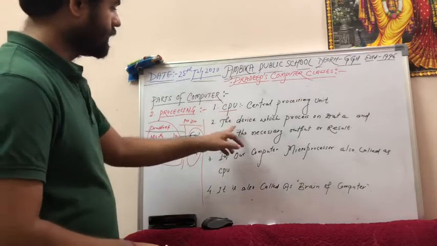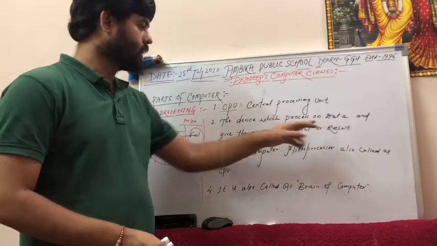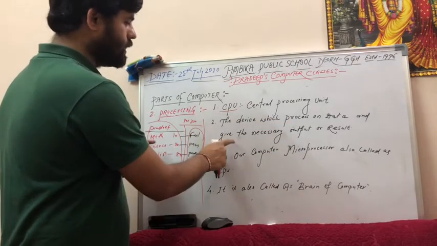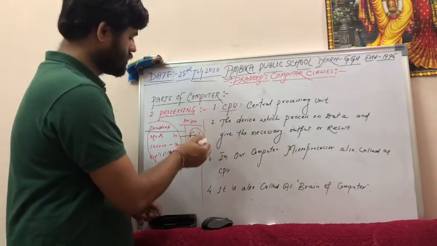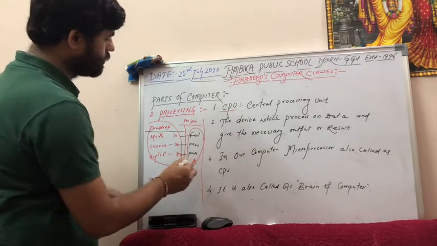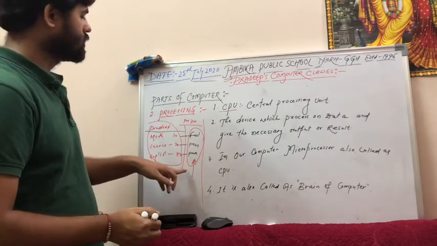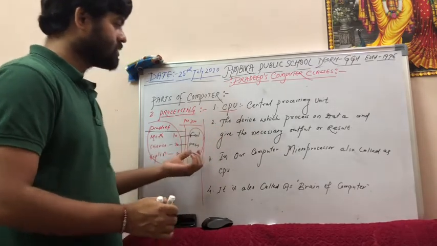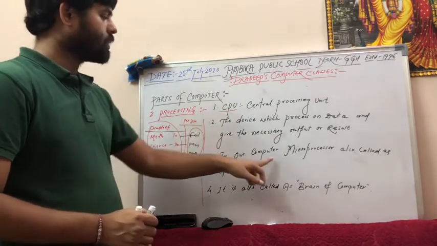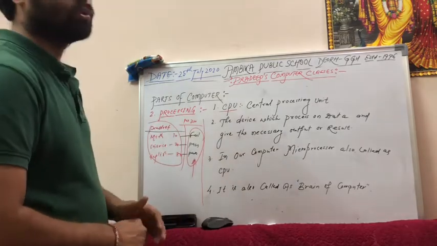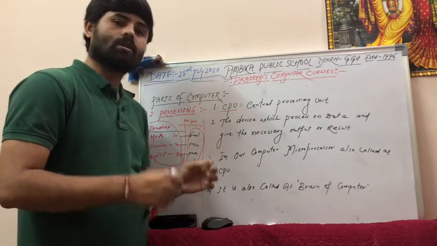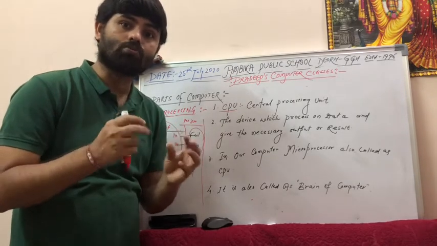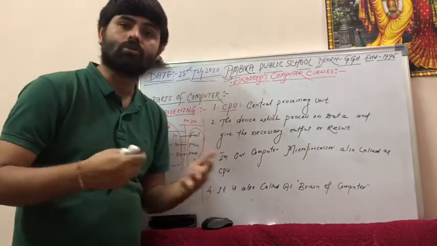So the device, the CPU, which processes the data and gives the necessary output. This is the output you needed, and it has given the output. So it is the necessary result. In our computer, the microprocessor is also called CPU. So basically the CPU is a microprocessor. It is a very small unit. Micro means small, and processor means the processing thing, right?